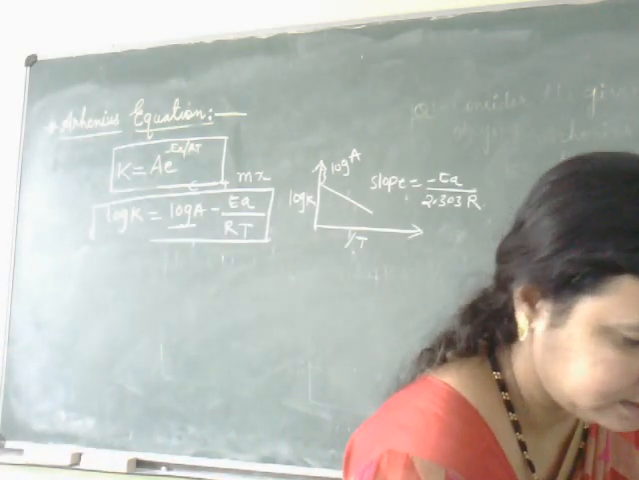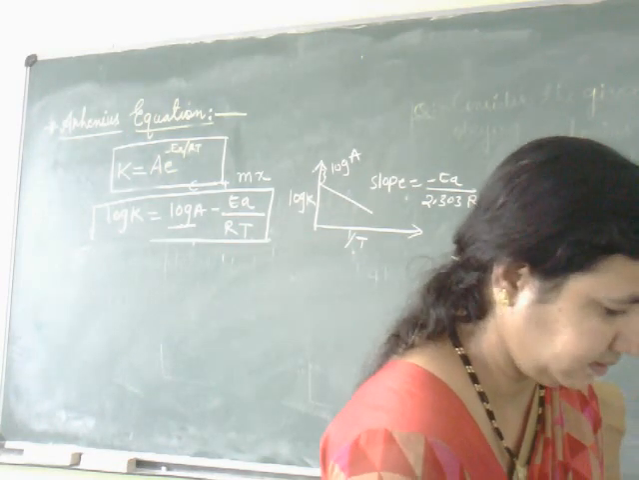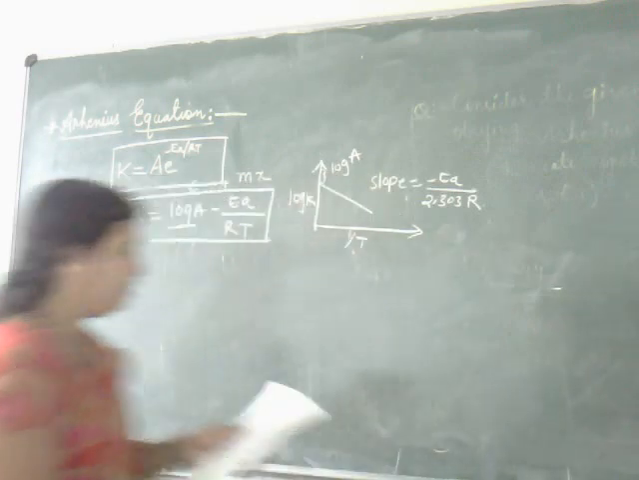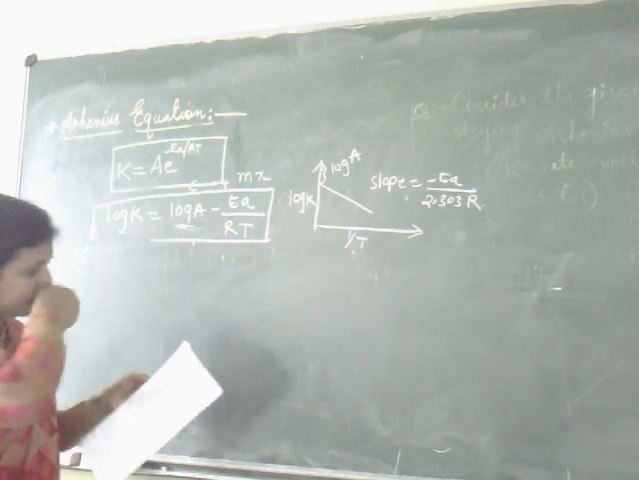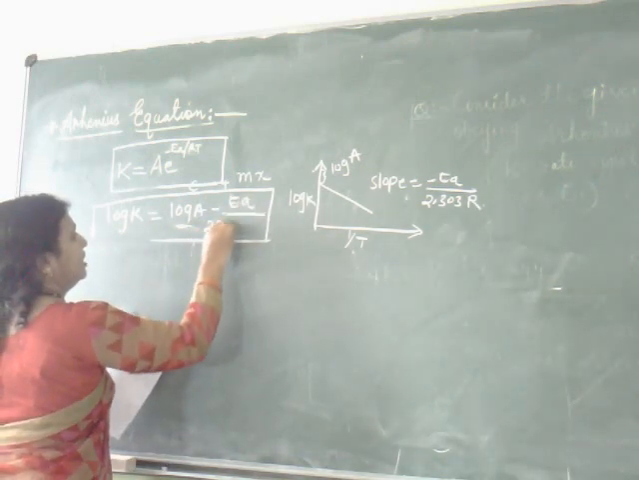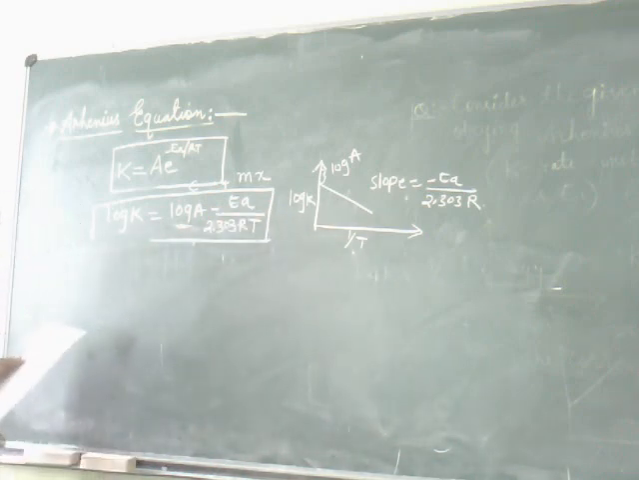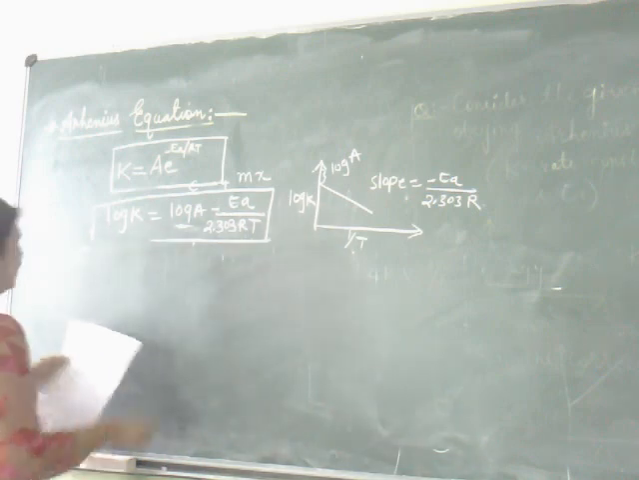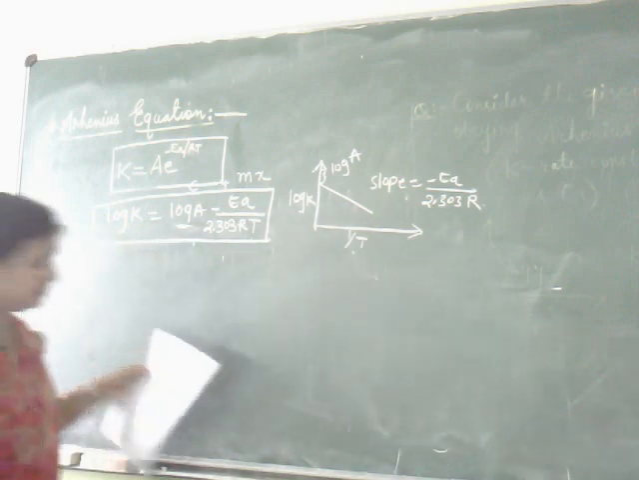Next we have a question. Now we have this formula: log k = log A minus Ea/(2.303 RT). Based on this formula, now we have a question.